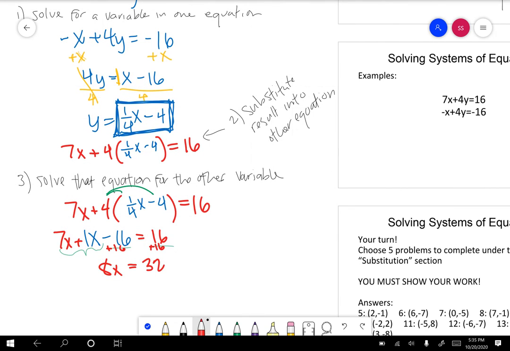Okay, so now we have 8 times x equals 32. We need to get x by itself. So because it's being multiplied by 8, we would divide by 8.